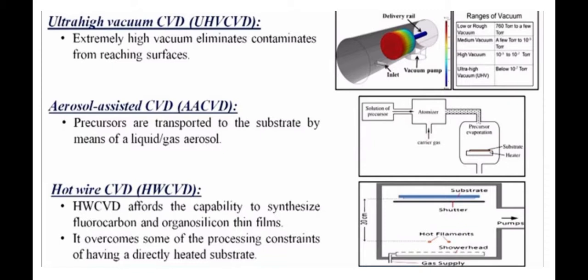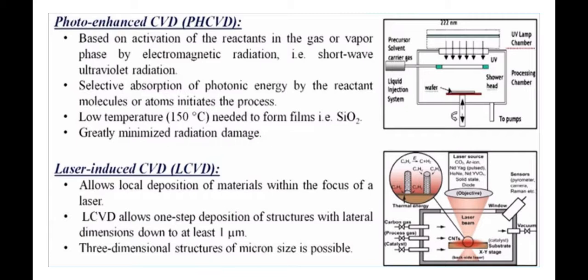HW CVD affords the capability to synthesize fluorocarbon and amorphous silicon thin films. It overcomes some of the processing constraints of having a directly heated substrate. So here we are going to use a certain kind of heat, so that is why it is known as a hot wire CVD process. Let us move to the next one, called photo enhanced CVD, or in short PH CVD process.